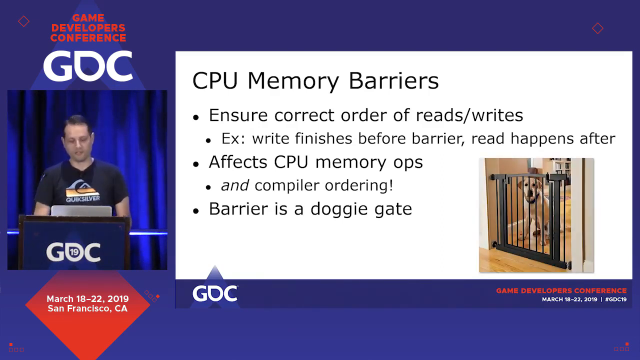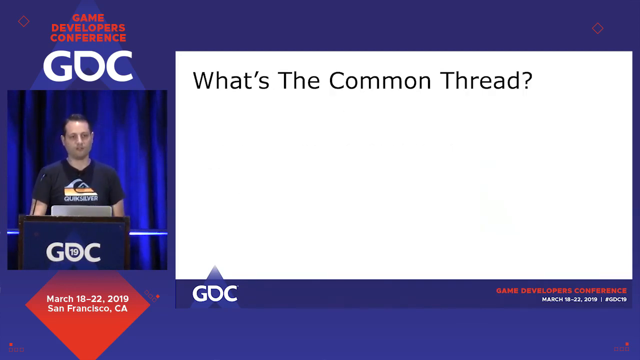And so your visual metaphor in this case is like a doggy gate. It's all about segmenting where your read and write operations happen. And so you might want to be keeping your reads on one side of the barrier, for instance. So, what's the common thread here between these two kinds of barriers and also your GPU barriers? And the answer here really is it's all about dependencies, right?